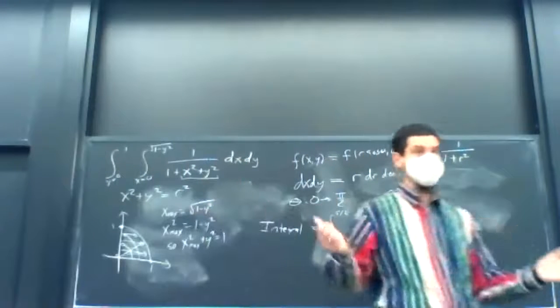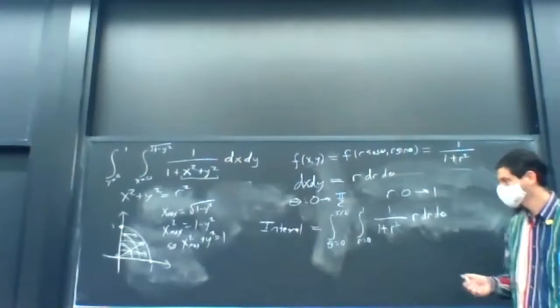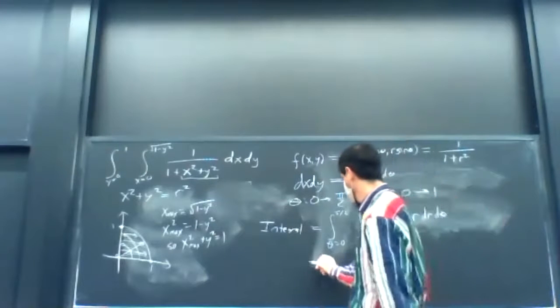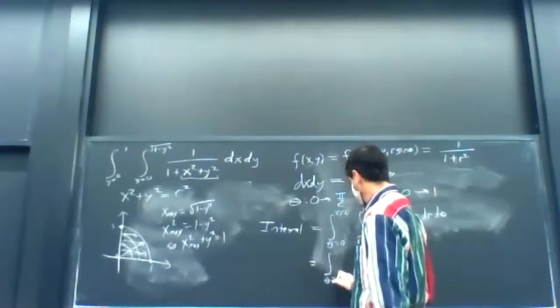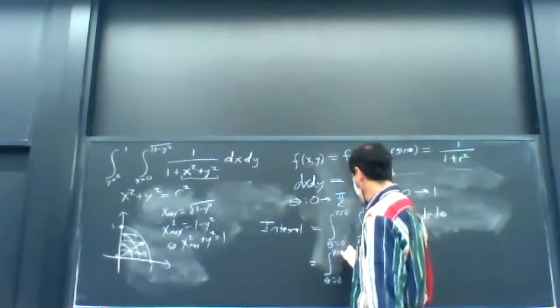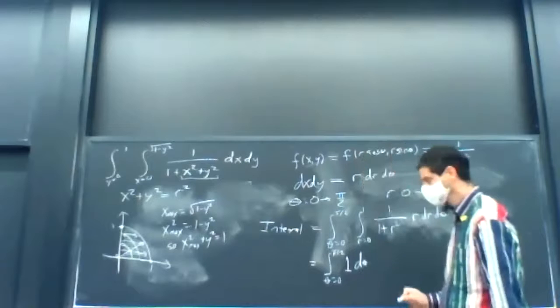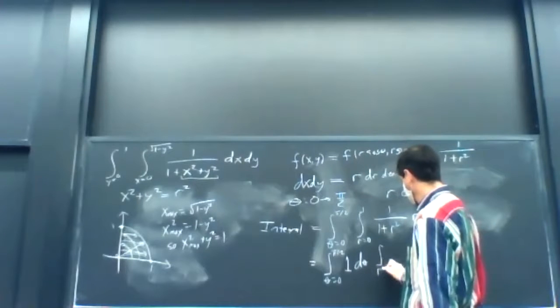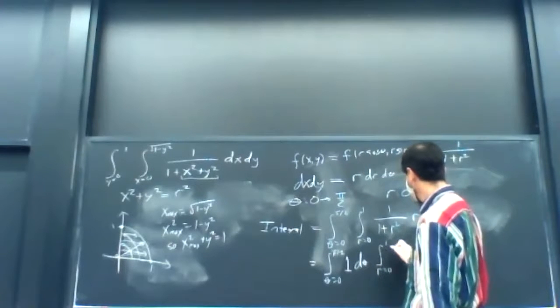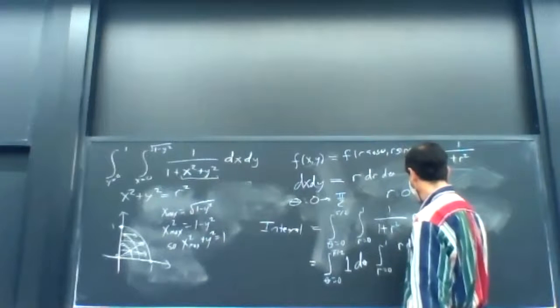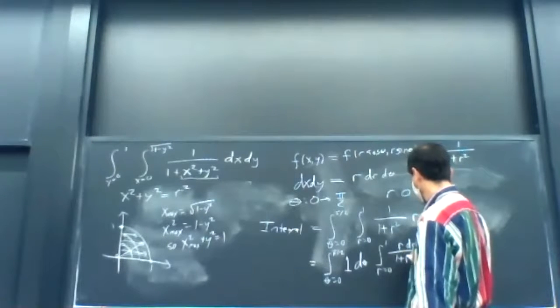So I can write this as a product of a function of r and a function of theta. This is just the integral, theta goes from 0 to pi halves of 1 d theta, and then the integral, r goes from 0 to 1 of r dr over 1 plus r squared.